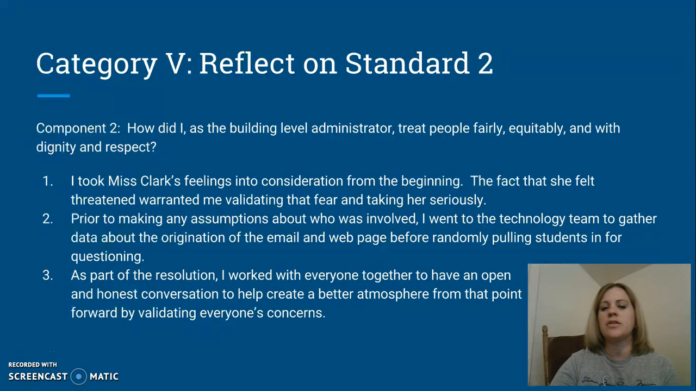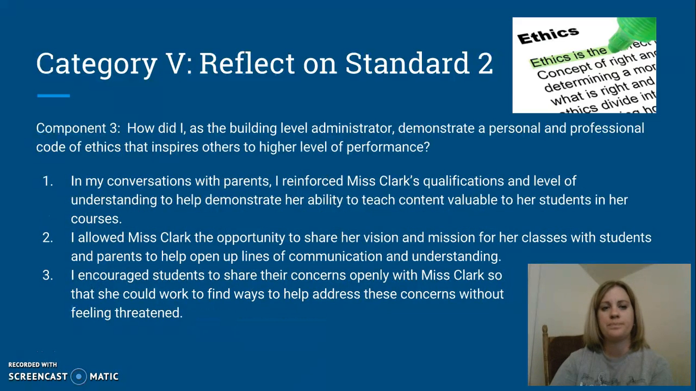Third, as part of the resolution, I worked with everyone together to have an open and honest conversation so that I could help create a better atmosphere from that point forward. Instead of being the go-between in all these conversations, bringing it together so that everybody has the same conversation, I feel helps in this way.